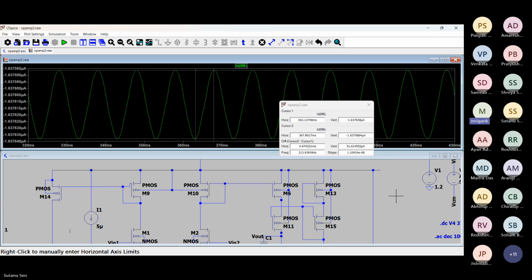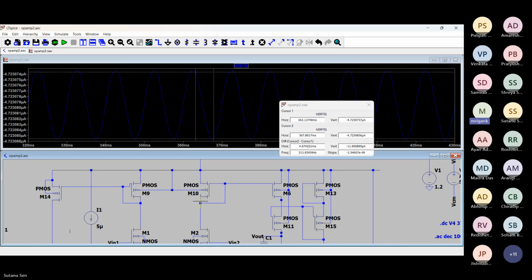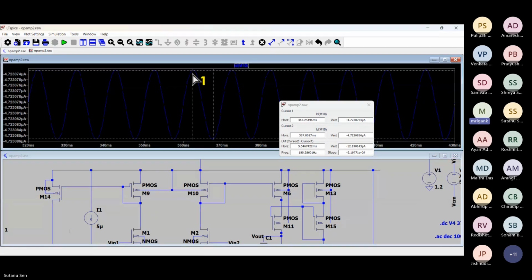Yes, so the magnitude of peak to peak AC signal in M14 and M6 are similar, and the DC current is also similar. But for M9 and M10, we are seeing that the DC currents are very different, and despite that, the AC signal is coming similar. This is a little bit contradictory.